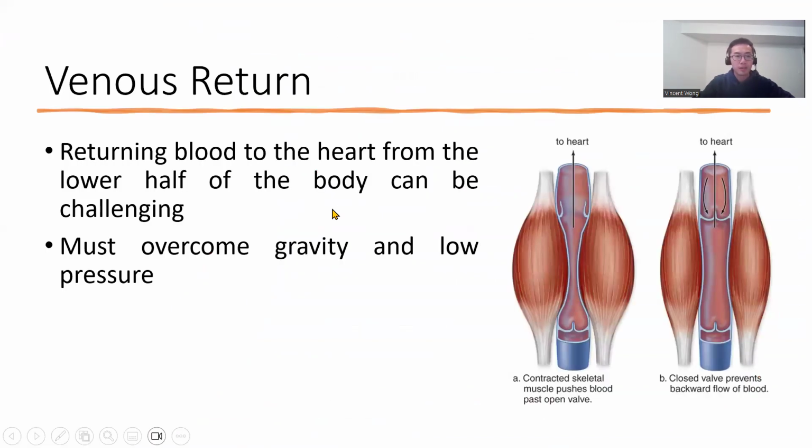Next, we're going to talk about venous return. Venous return is the term that we use to talk about bringing blood back to the heart. Okay, bringing blood back to the heart, and that can be challenging for the lower part of the body, because the heart is up here, so everything that's below that point has to go upward against gravity in order to go back to the heart, right?